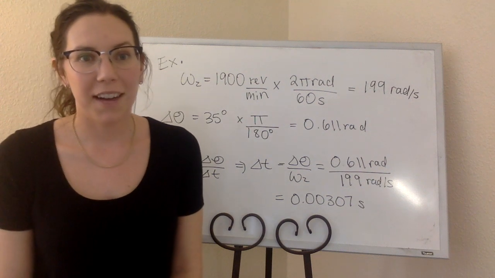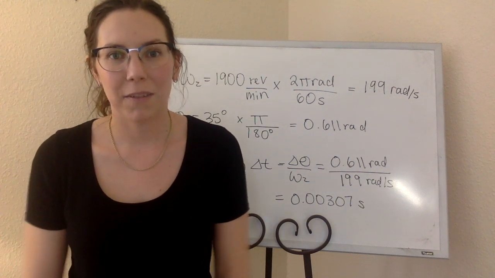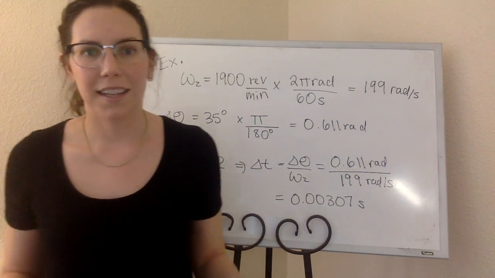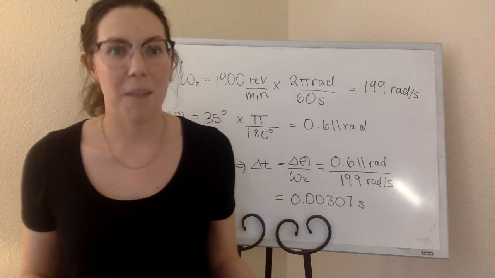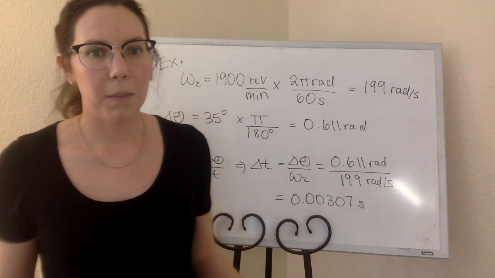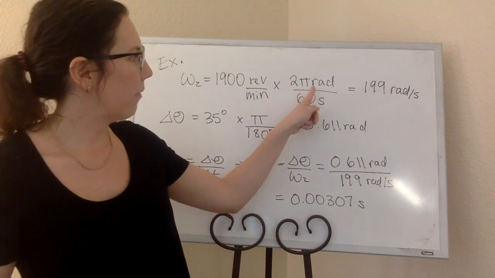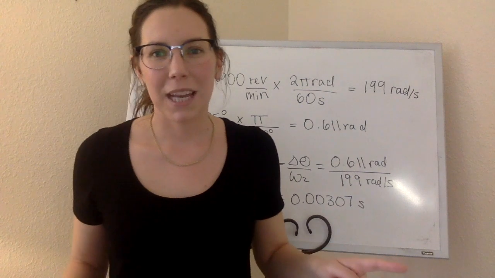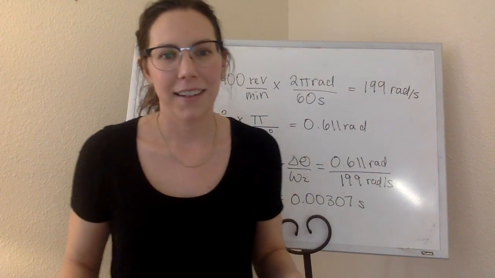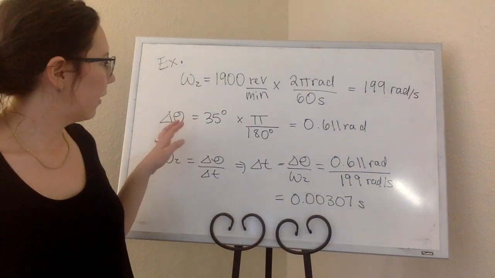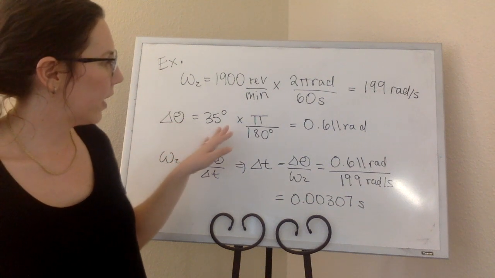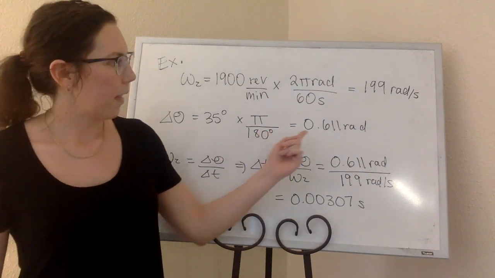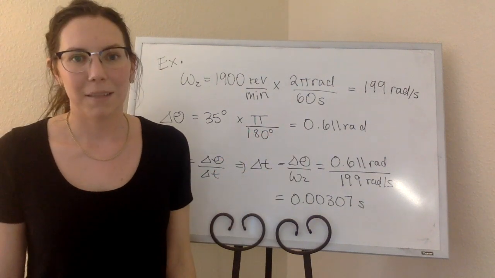We're given our angular velocity, which is 1900 revolutions per minute, or RPM. We do need to convert all units into radians and seconds in questions like this. So we'll multiply, as I showed you before, by 2 pi radians over 60 seconds to convert this into radians per second, which gives me 199 radians per second. Then delta theta: it moves through 35 degrees, which we can convert into radians by multiplying by pi over 180, and that's 0.611 radians.